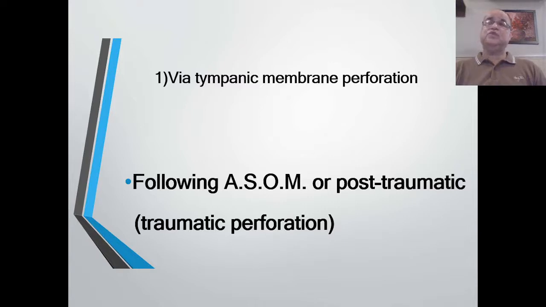The infection comes to middle ear cleft via the tympanic membrane perforation. This perforation may be a sequela of acute suppurative otitis media, where the patient had an acute attack of suppurative otitis media or repeated attacks of acute otitis media which have been controlled, and this led to a permanent ear perforation, and from the external auditory canal the infection can go into the middle ear through this perforation. Or there is a perforation which is post-traumatic.